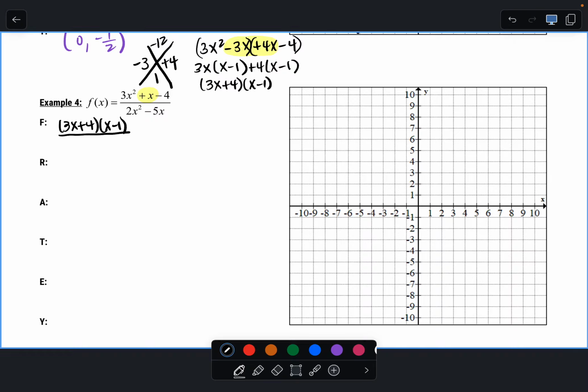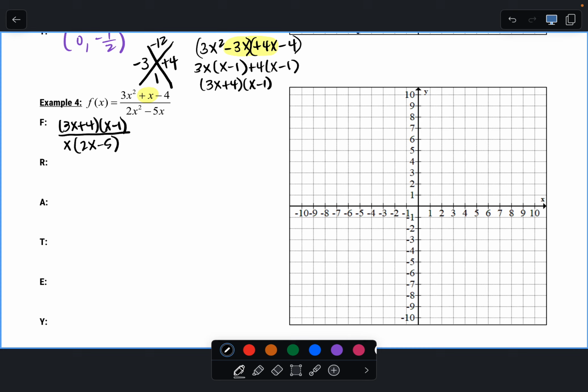The denominator should work a little bit easier. It has a GCF. What is the GCF? An x. So I'm going to pull an x out, and I'm going to have 2x minus 5. Now that you know that there are holes in your graph, the first thing you should always do is check and see if something's going to cancel. In this case, nothing is going to cancel.